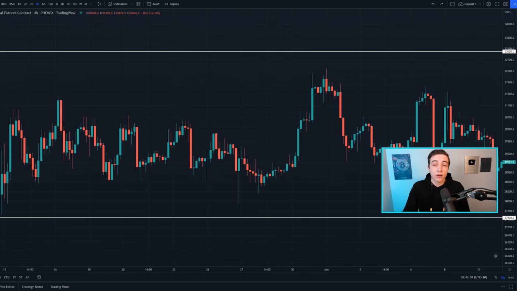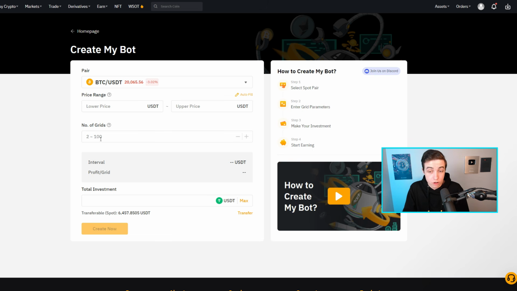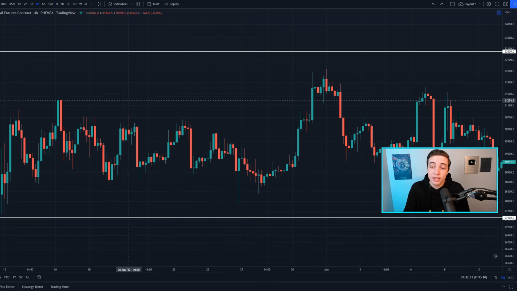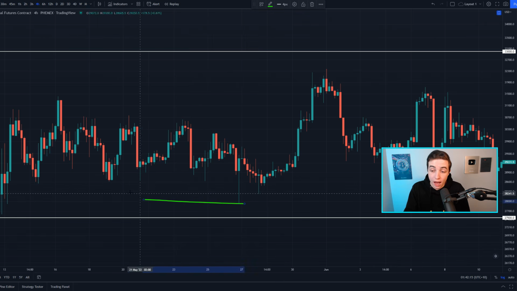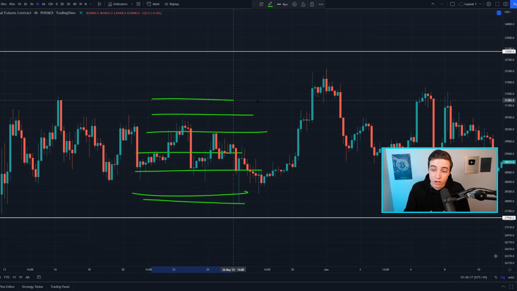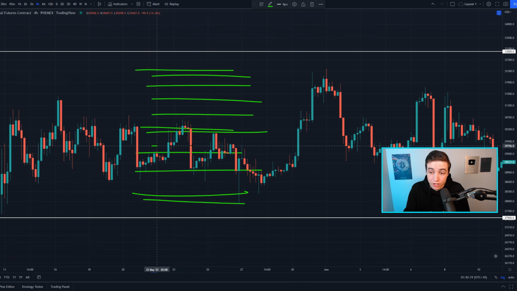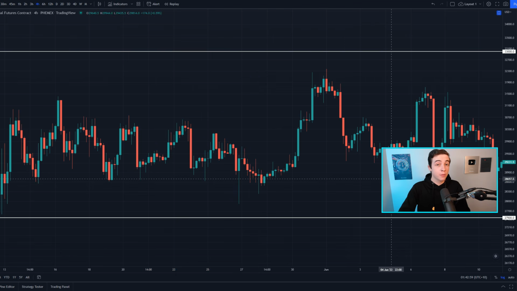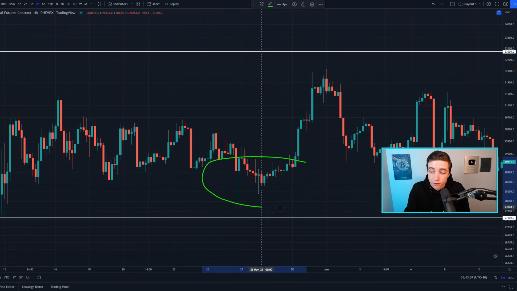But then as the number of grids moves up towards 100, for example, 100 different grids in this price range would obviously look like 100 different orders placed within this price range, which is obviously a lot of orders. So for example, with 100 grids, there might be 50 sell orders to the upside on the upper half of this price range and 50 buy orders to the lower half of this price range.